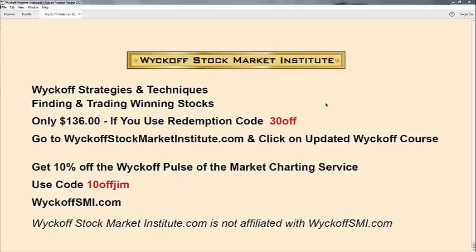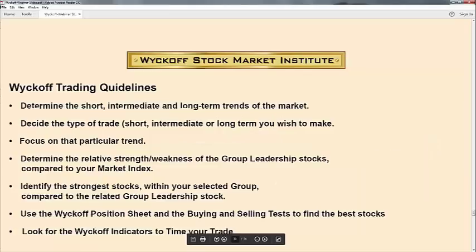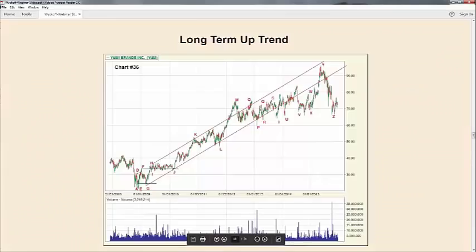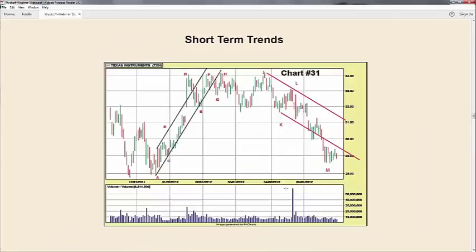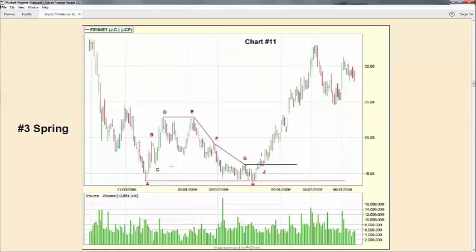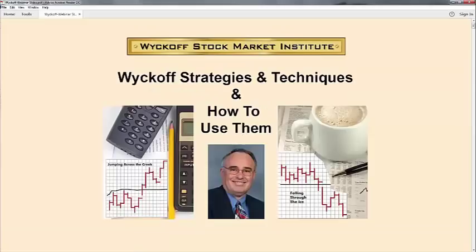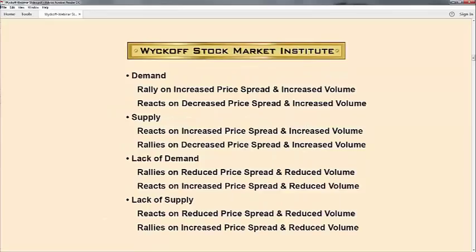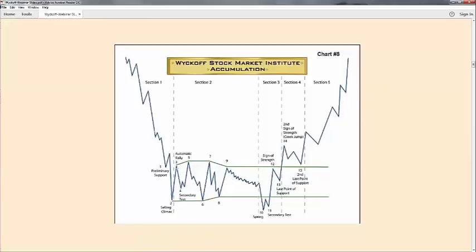And David asks, the horizontal channel is easy to see after the fact, as most things are. At what point is the horizontal channel drawn? Does it have to reach a 0.9 top and a 0.10 bottom? You're talking about trend lines here, right? The trading range. Could you give me the question again, please? The horizontal channel is easy to see after the fact. At what point is a horizontal channel drawn? Does it have to reach a 0.9 top and 0.10 bottom?